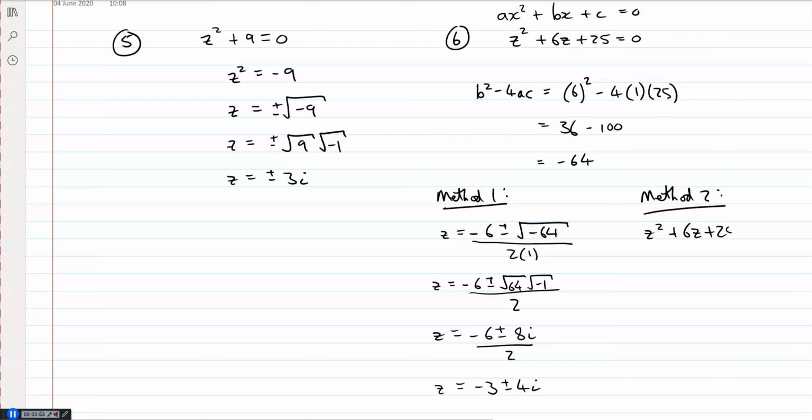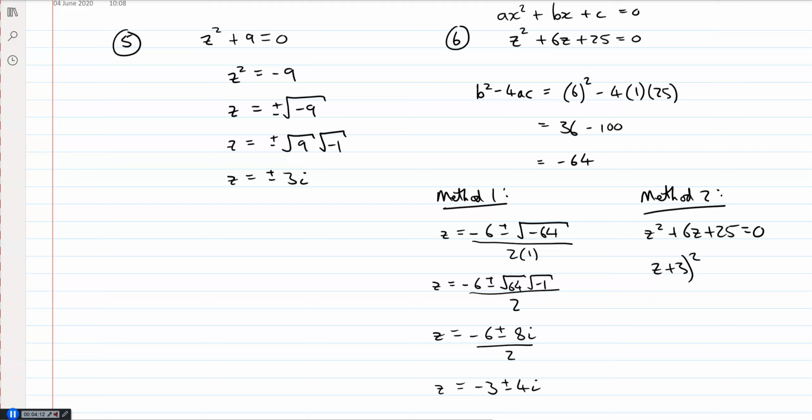So with this one, remember when we complete the square we want to half the coefficient of z. You want to make sure you've got a coefficient of 1 of z squared at the start. So a, the coefficient of your quadratic, the highest power in the quadratic, is 1. And then we halve the coefficient of z, so (z plus 3) all squared.